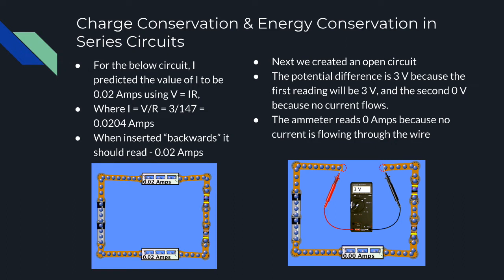So for the below circuit, I predicted the value of I to be 0.02 amps using the equation V equals IR, where I ends up equaling V over R, which is 3 over 147, the total resistance, which ended up being 0.0204 amps. And when you insert it backwards, it should read negative 0.02 amps because of how the current flows. We then created an open circuit with the potential difference across it being approximately 3 volts because the first reading would be 3 and the second one would be 0 because no current can flow through the open circuit. The ammeter also reads 0 amps because no current is currently flowing through the wire.